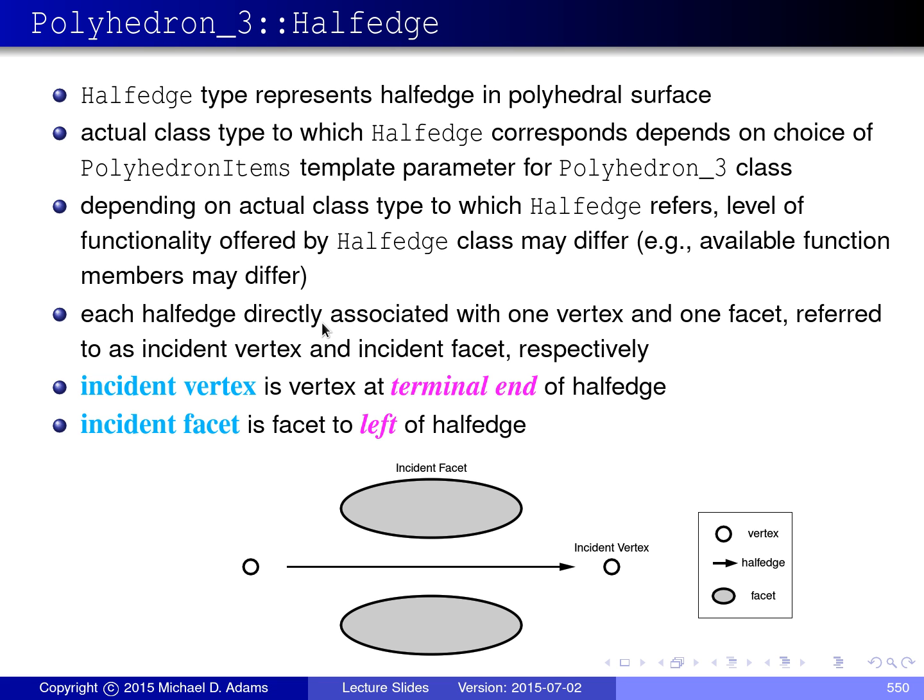Each half-edge is directly associated with one vertex and one facet, which are referred to as the incident vertex and the incident facet respectively. The incident vertex is the vertex at the terminal end of the half-edge. In terms of this picture here, we have a half-edge directed from this endpoint to this endpoint, and the vertex at the terminal endpoint is this vertex here, as opposed to the originating endpoint, which would be this vertex here. The incident facet is the facet to the left of the half-edge. In other words, if you imagine that you're standing on this page and you're facing in the direction that this half-edge is pointing, the face that will be on your left is this one here. So this is the incident facet.